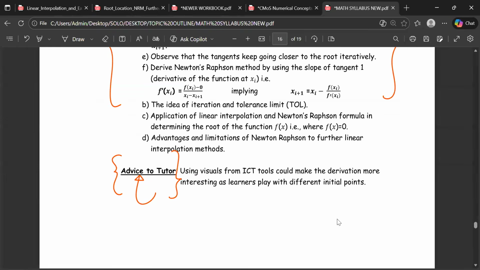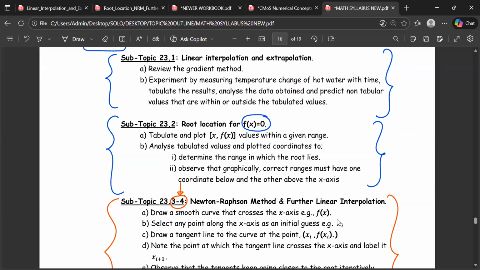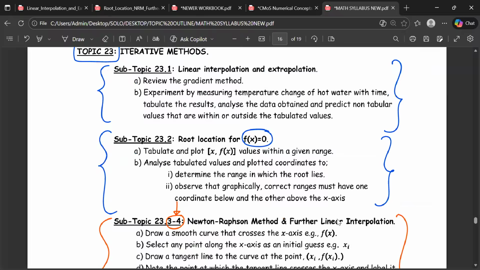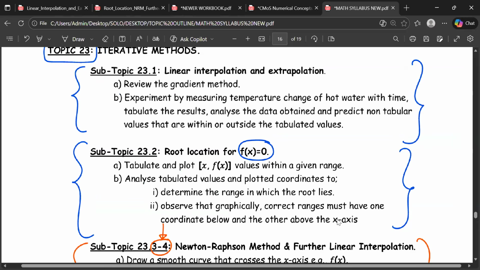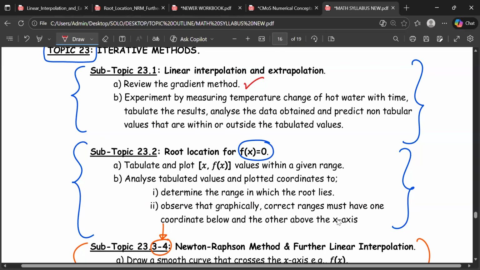So, 3 and 4, I'm not going to talk about anything there today. For today, this is what we are going to cover. I want us to review the gradient method as far as the syllabus is asking.